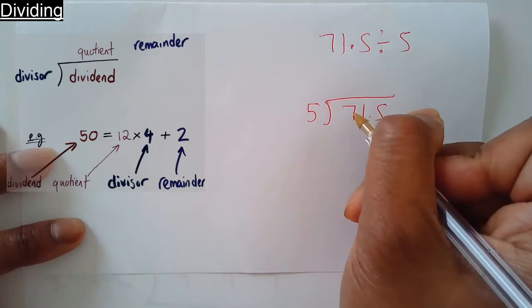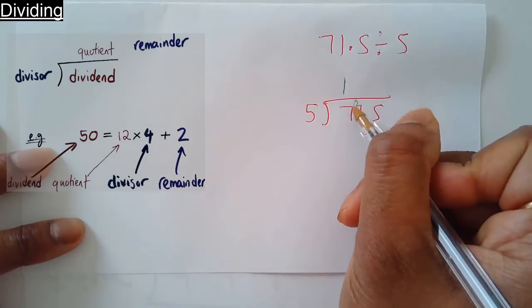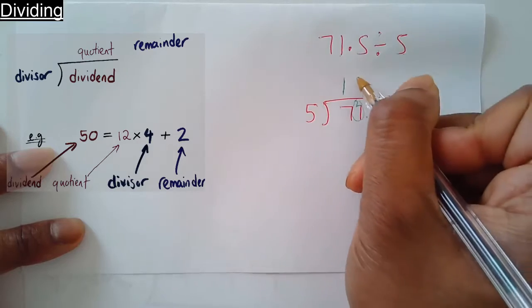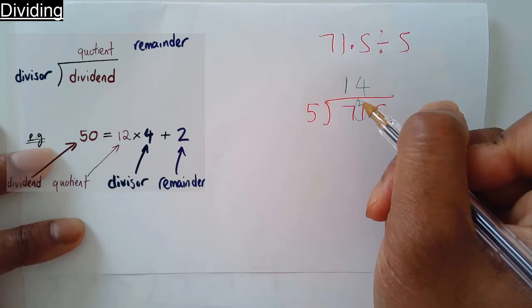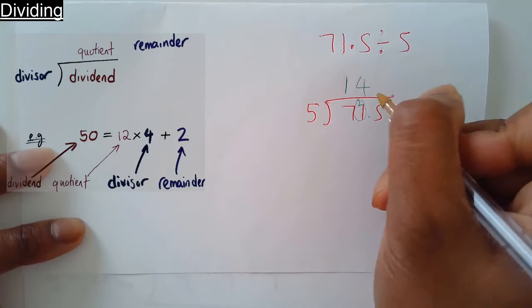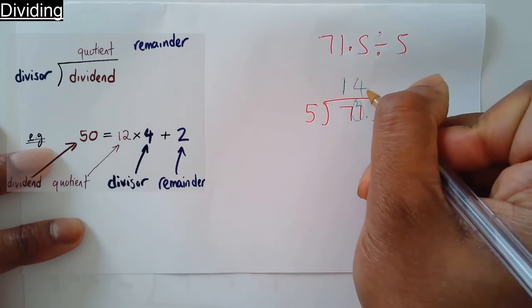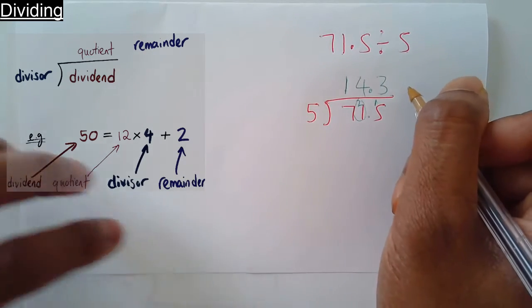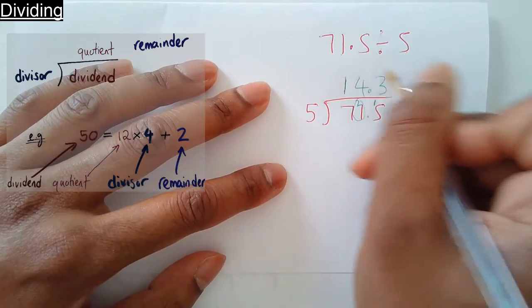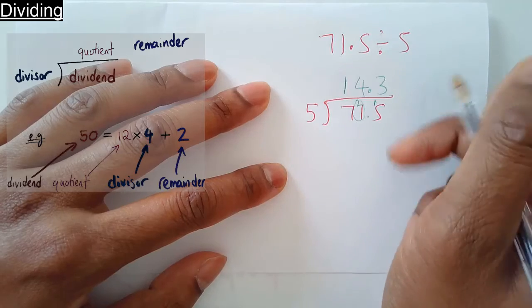5 into 7 goes once, remainder 2. 5 into 21 goes 4 times. 5 times 4 is 20. 1 more to make 21. Remainder 1. Don't forget to line up the decimal point. 5 into 15 goes 3. So I've left this as a decimal number. I've not left it in the remainder form.